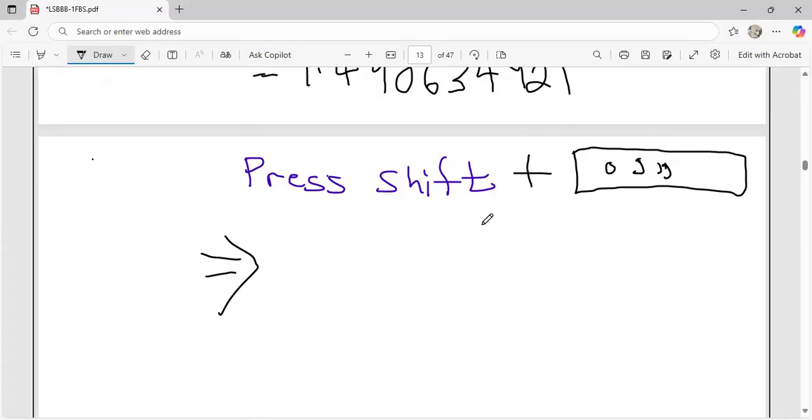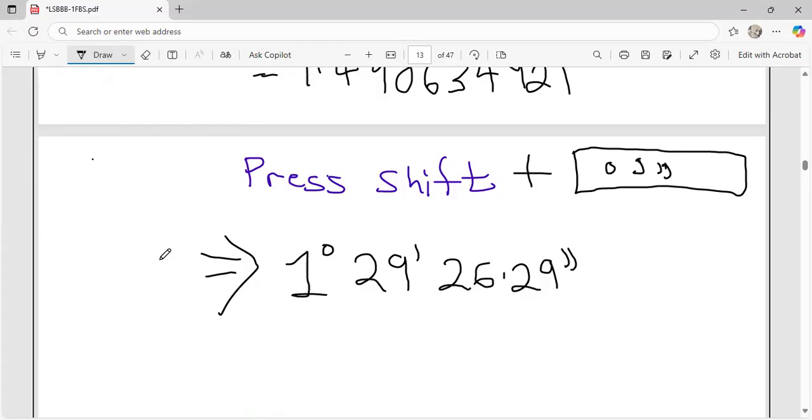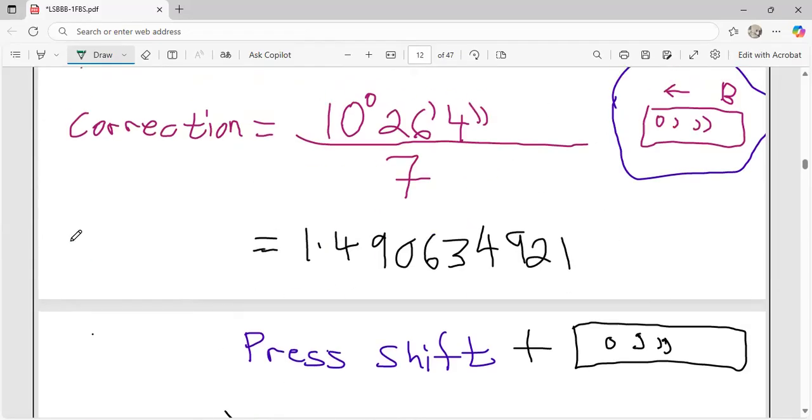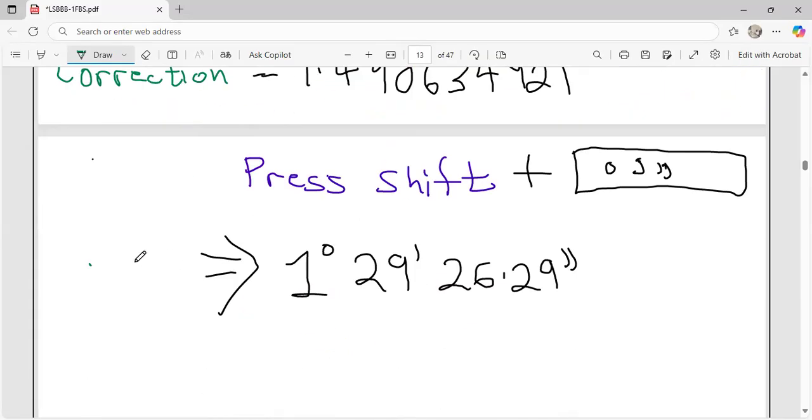You press this key. Then at the end of the day, you realize that you're going to get your answer in what? 1 degree, 29 minutes, 26.29 seconds. And that is going to be the answer for our, or let me say, that is going to be the correction.